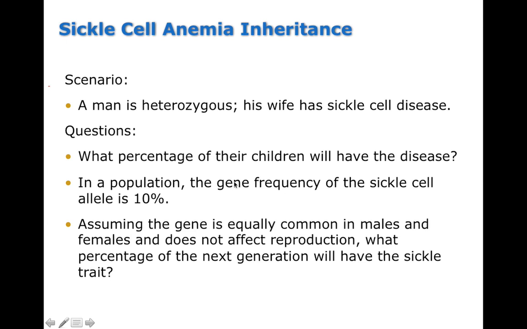So, in a population where the gene frequency of the sickle cell allele is 10%, assuming the gene is equally common in males and females, what percentage of the next generation will have sickle cell trait? Well, remember, sickle cell trait is where you only inherit one of those alleles. So our answer here is going to be at least 10%, because if you have two parents that might have sickle cell trait where they just carry an allele, there's a pretty good chance their children are going to inherit that allele as well.